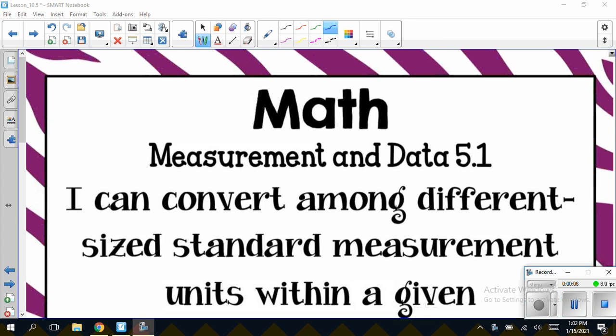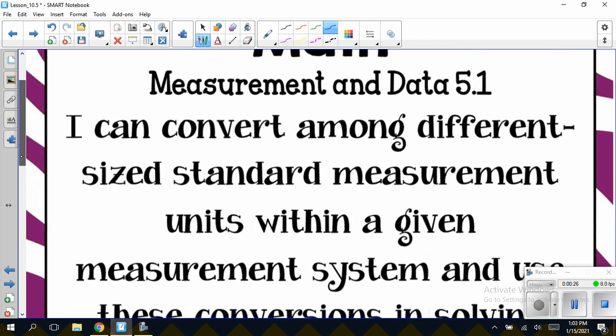Today we are working with Lesson 10.5 over metric measures. This is found on page 611 in our Go Math textbook. Our essential question is asking how can you compare and convert metric units? So the standard we are working with today is still under the measurement and data 5.1.